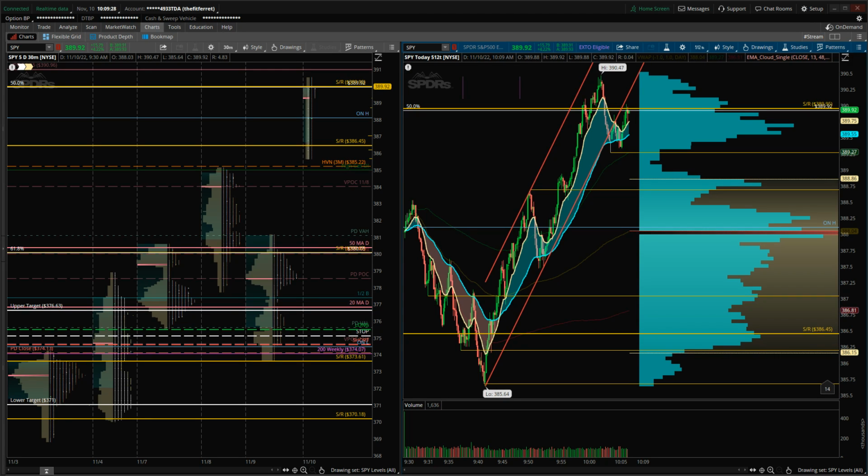Yes, I use exponential, not simple. It's called the EMA cloud, not the SMA cloud. But yes, with that script, you can change what type of moving average you use. But specifically, I do use the exponential moving averages.